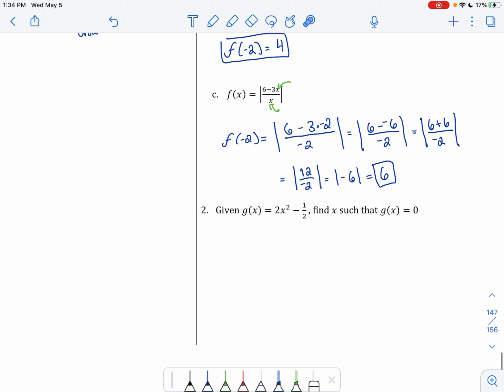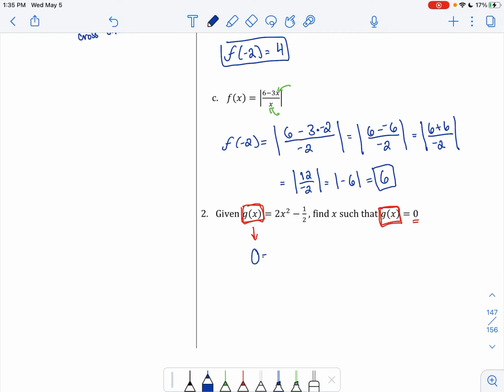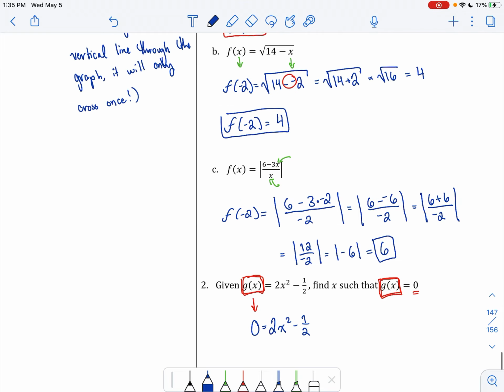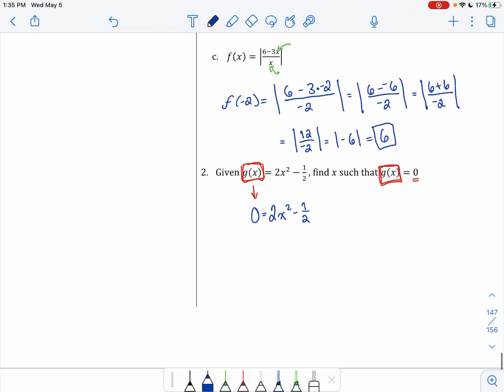So in number 2, g of x is equal to 2x squared minus a half. Find x such that g of x is equal to 0. So in this case, what this says is that g of x here is getting replaced with 0. So I'm replacing the whole thing with 0, and the other side doesn't have a g of x on it, so we leave it as is. So then we're just solving this equation.